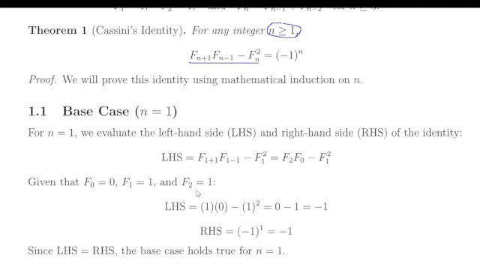Note that f sub 2 is 1, so this is 1. F sub 0 is just 0. And then f sub 1 is 1. So plug it in and you get negative 1 on the left side. And now on the right side, we're just going to plug in n equals 1. So you have negative 1 to the first power, which is equal to negative 1. So we see that the left-hand side and right-hand side are both negative 1. So the base case holds for n equals 1.